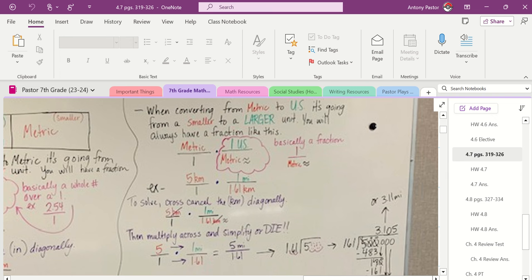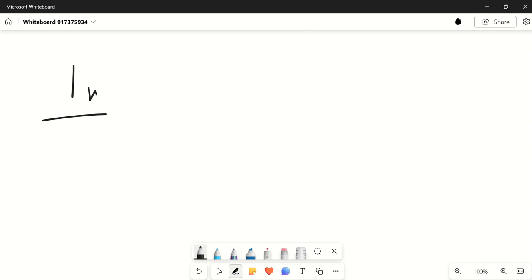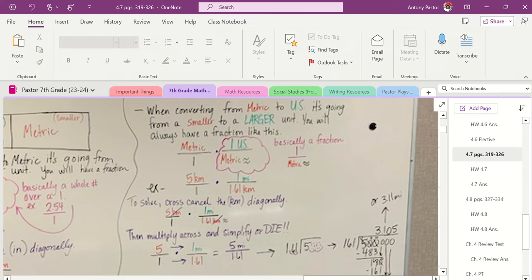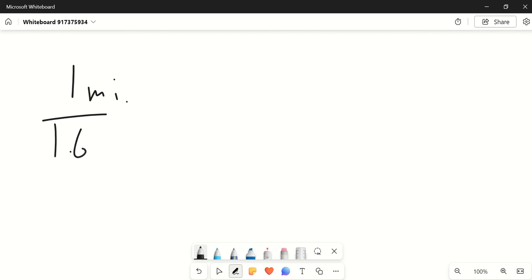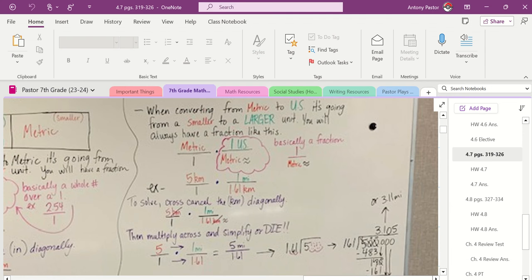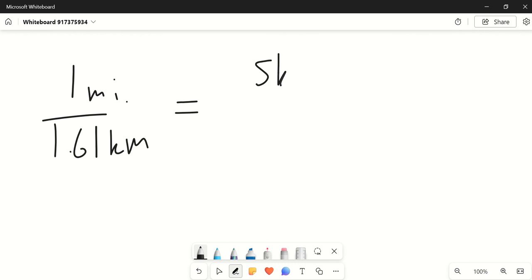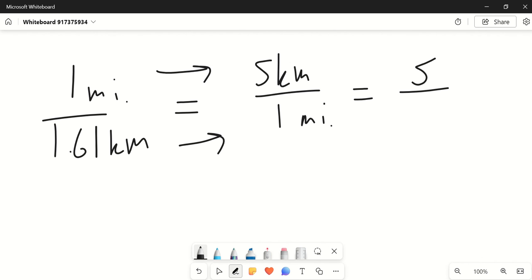So again, we had 1 mile equals 1.61 kilometers. We want to find out how much 5 kilometers is in miles. This would be miles, and we would do a question mark. But instead of a question mark, we're going to put 1 just to find out.